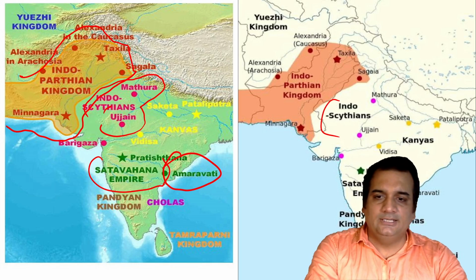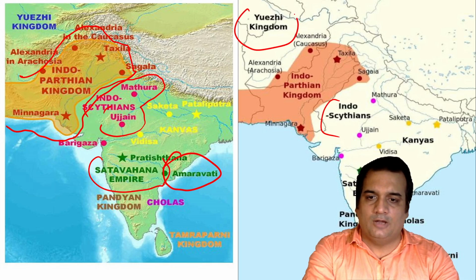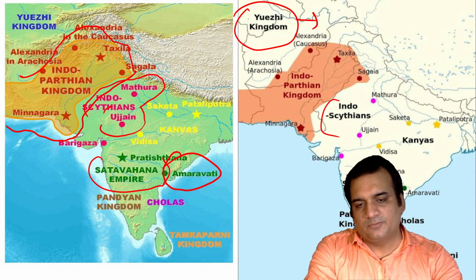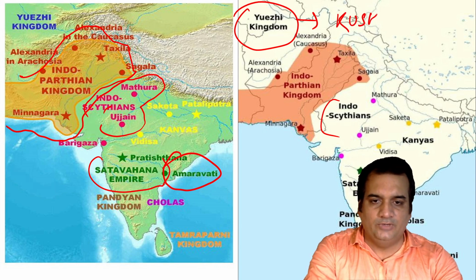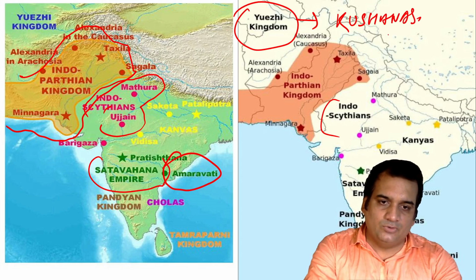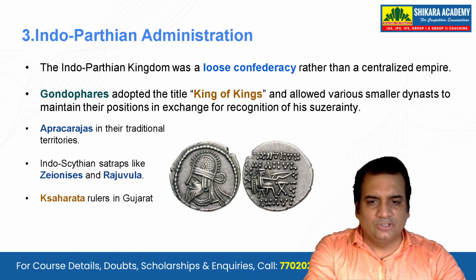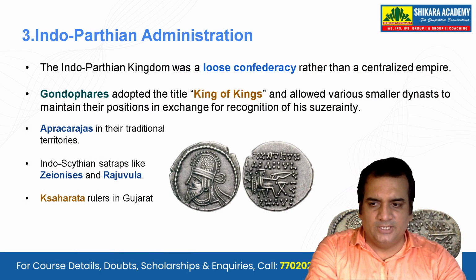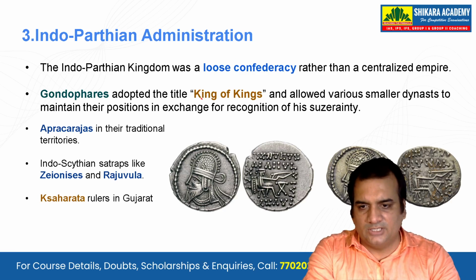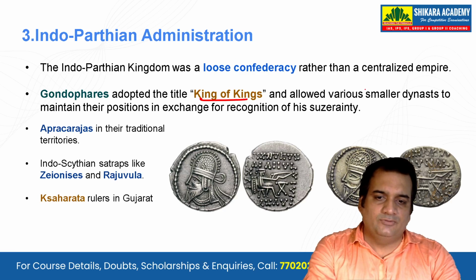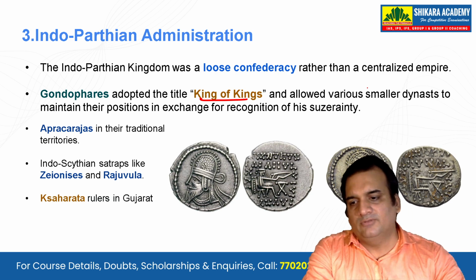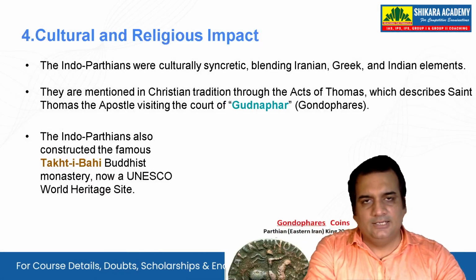So you can see the UG kingdom at the top, and one of its parts will be the Kushanas. They will come in the next class. We are going to discuss them. So this was about the Indo-Parthians. There is not much information that we have, but Gondophares adopted the title of King of Kings, that we know about him, and there were a few other things also related to them.